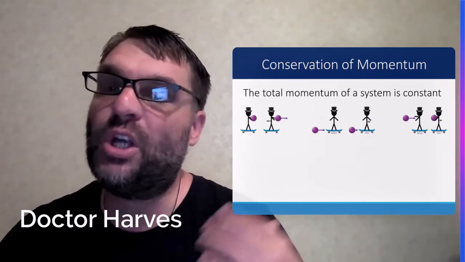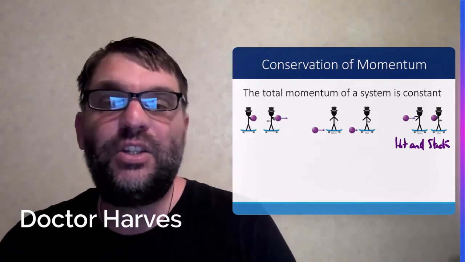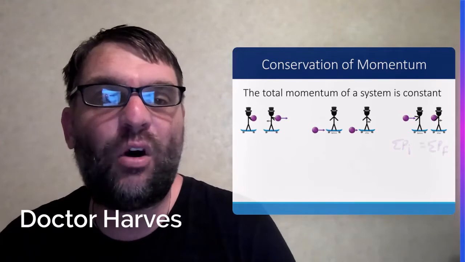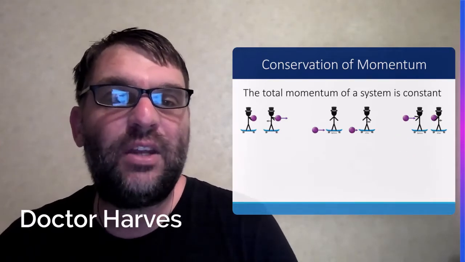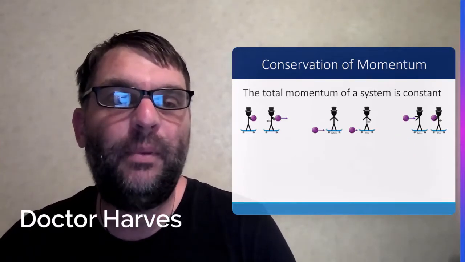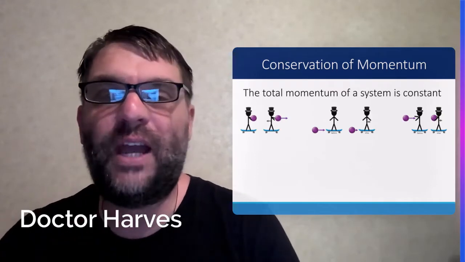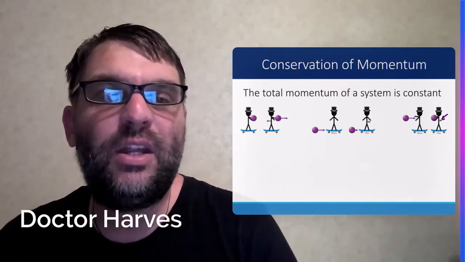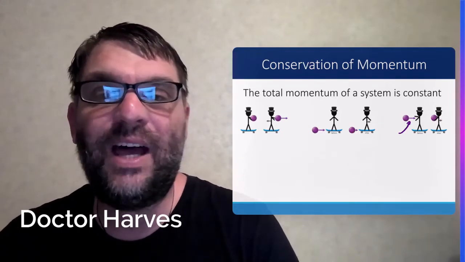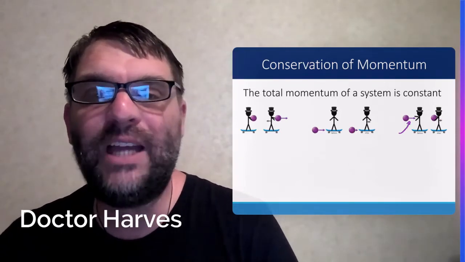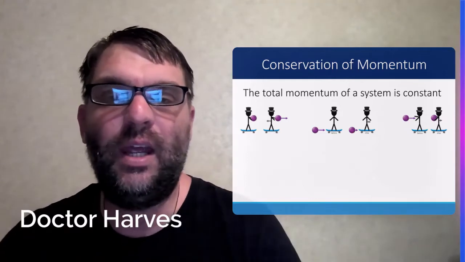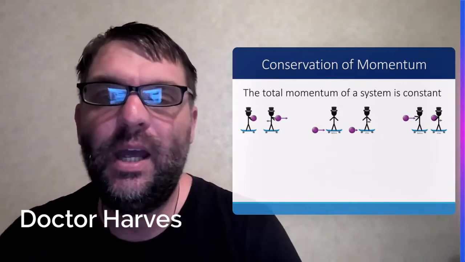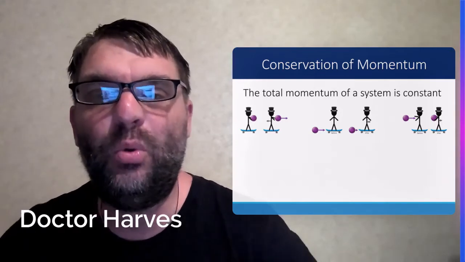And the final one, which is known as the hit and stick, is again the momentum at the beginning will equal the momentum at the end of the collision, and you'll see that the velocity of the skateboarder has increased slightly from 0, and the velocity of the ball is now 0. Okay, so in all cases, initial momentum will equal the final momentum.